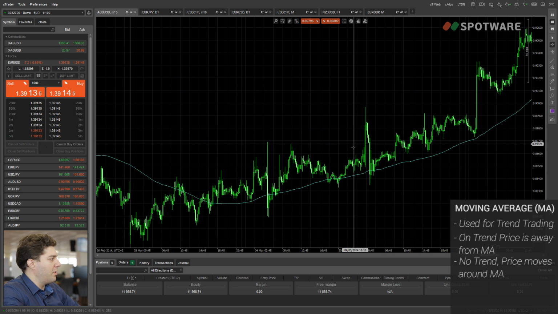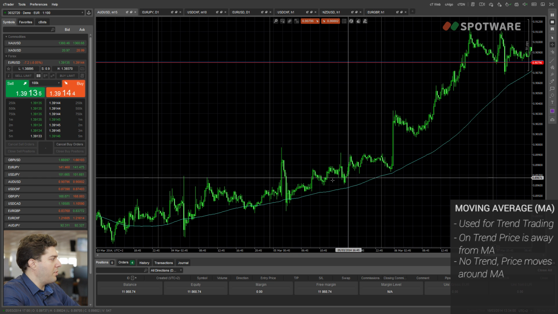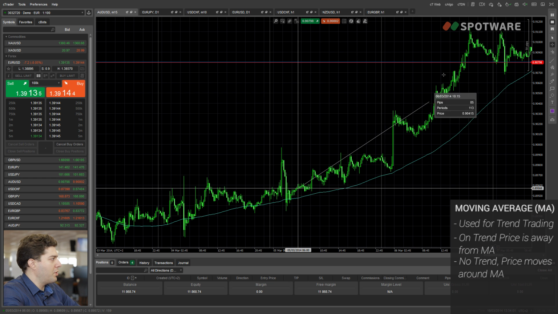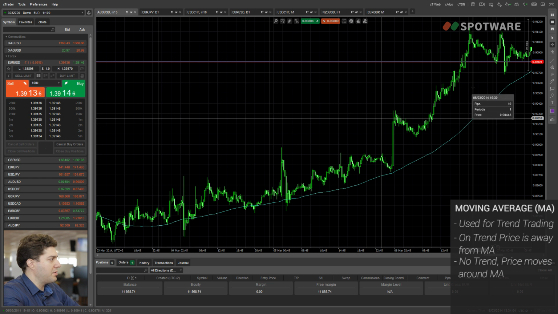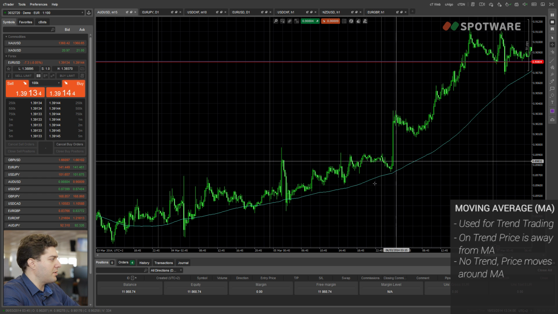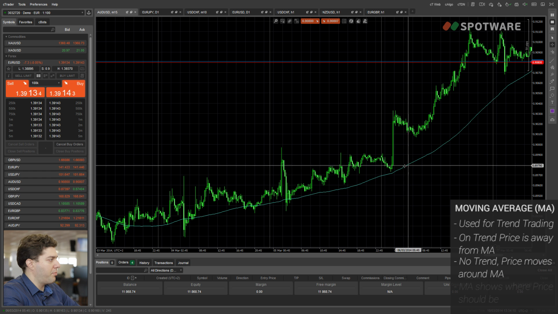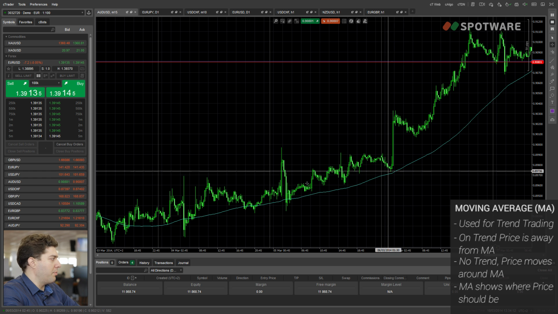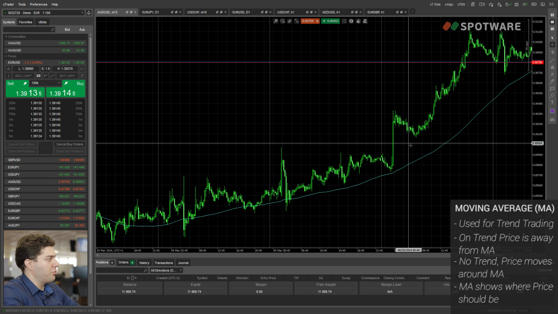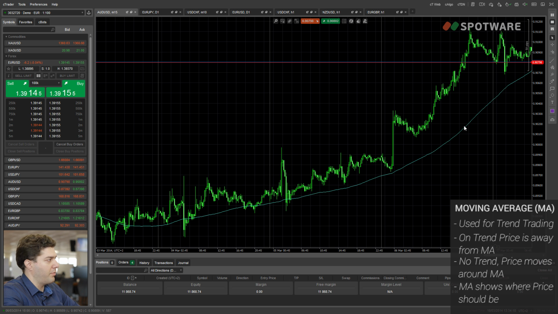However, when a trend is developing, you see that the price is going away from the moving average, and there is distance between the price and the moving average. The reason why this happens is because the moving average represents where the price should be based on the previous prices, but because we have a trend and the price is moving towards a specific direction, it goes away from the price that it should be.